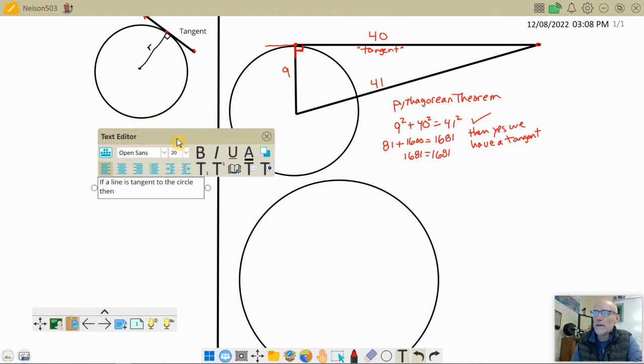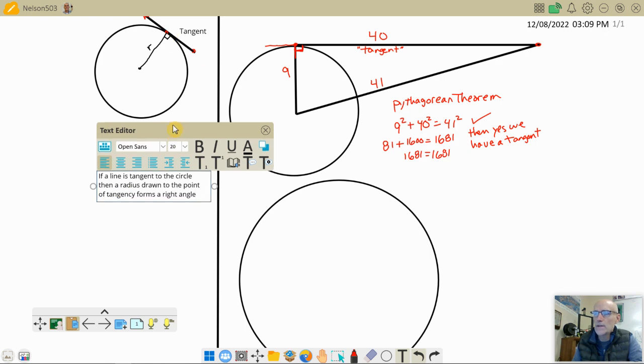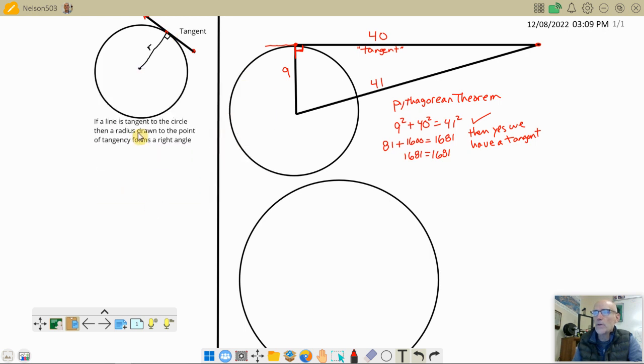Hey, if a line is tangent to the circle, then when you draw a radius to that point of tangency, you get this right angle, right? So that's what I want you to add to your notes. If a line is tangent to the circle, then a radius drawn to the point of tangency forms a right angle. Okay, the point of tangency is like that point where the line hits the circle. So put that right up there.